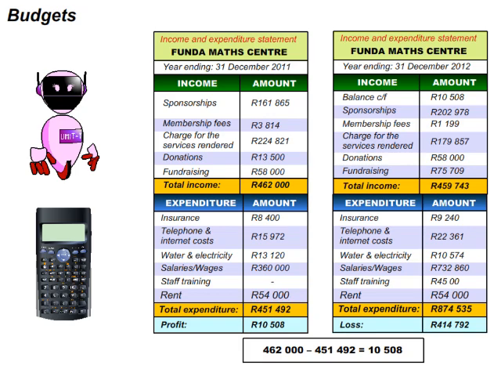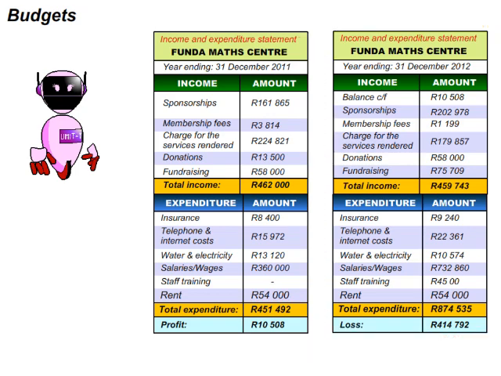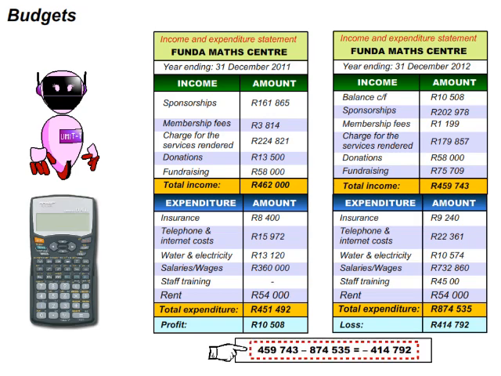Look at the income and expenditure statement for the year ending December 2012. In 2012, the club made a loss of 414,792 Rand. Remember, loss is the difference between total income and total expenses. Using a calculator, 459,743 subtract 874,535 is equal to negative 414,792.